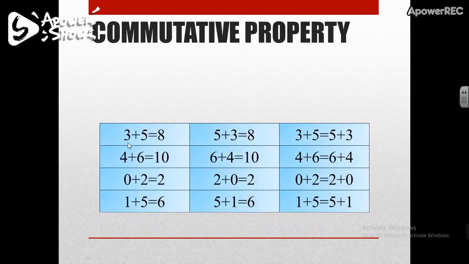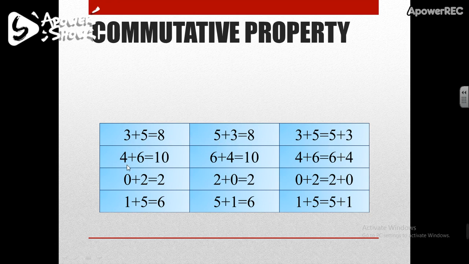So here commutative property says that we can add whole numbers in any order. In the first one I am adding 3 and 5, and here I am adding 5 with 3. So 3 plus 5 equals 8. Now I am changing their order. Here 5 is at the first place and 3 is at the second place. Again 5 plus 3 equals 8. So we are getting 3 plus 5 is equal to 5 plus 3.